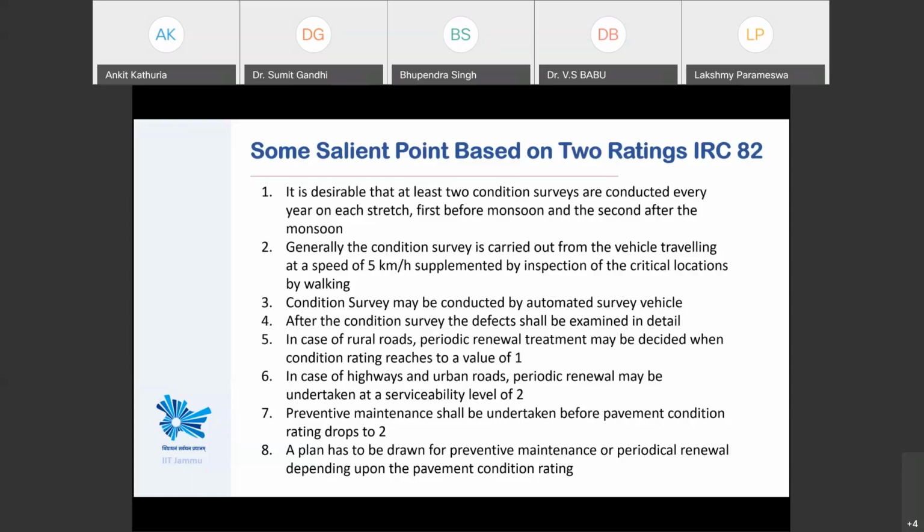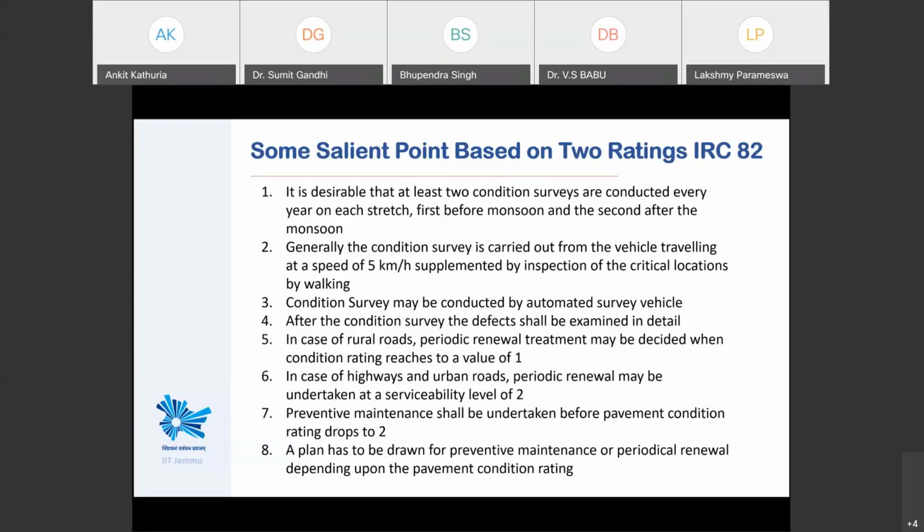Fifth is, in case of rural roads, periodic renewal treatment may be decided when the condition rating reaches a value of 1. I've shown you the rating in the previous slides. The rating was ranging from 1 to 3. So this point is telling that for rural roads periodic renewal treatment may be decided when this rating reaches the value of 1. In case of highway and urban roads, periodic renewal may be undertaken at a serviceability level, which was the functional rating, of 2.